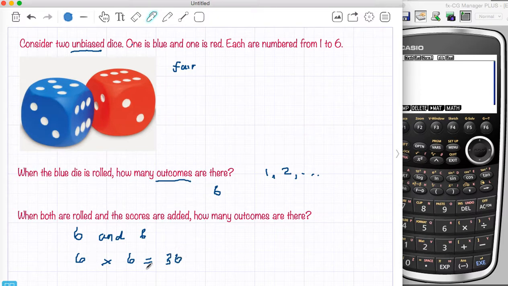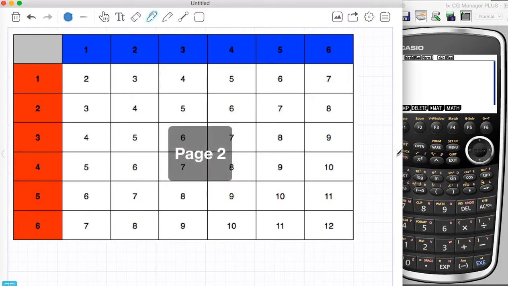Now I've just kind of told you there's 36 by multiplying these together. Let's have a look at what all 36 outcomes are. The easiest way to list all my outcomes is to make up a table. Here I've got the blue dice from 1 to 6, the red die from 1 to 6, and the numbers in the white boxes are the scores when you add them together. So if I have a 2 here and a 1 here, I get a 3.